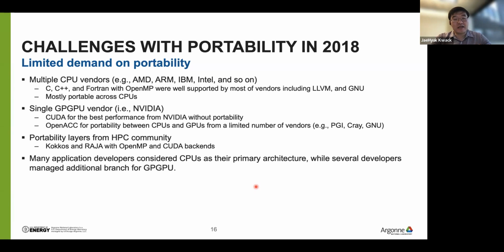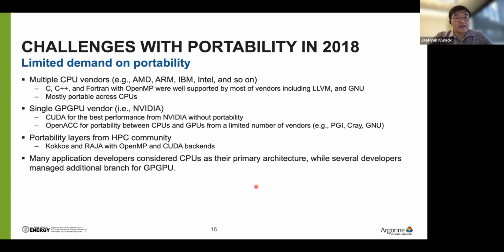On the NVIDIA GPU side, we had 2 choices. One is CUDA for the best performance on NVIDIA architecture, but it has no portability between the CPU and GPU. We also had OpenACC as a portability layer between the CPU and GPU, but we had a limited number of vendors supporting this model: PGI, Cray, and GNU. We also had portability layers from the HPC community, for example Kokkos and RAJA, which had OpenMP backend and CUDA backend for CPU and GPU.